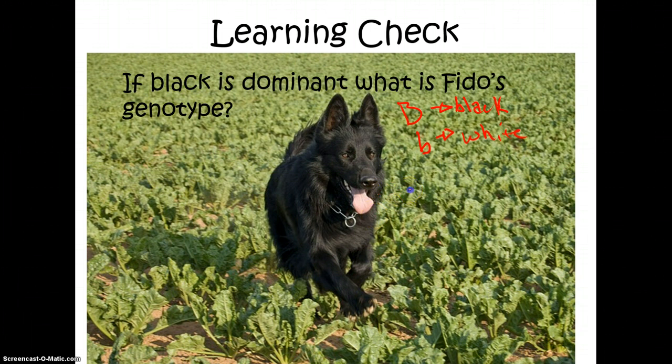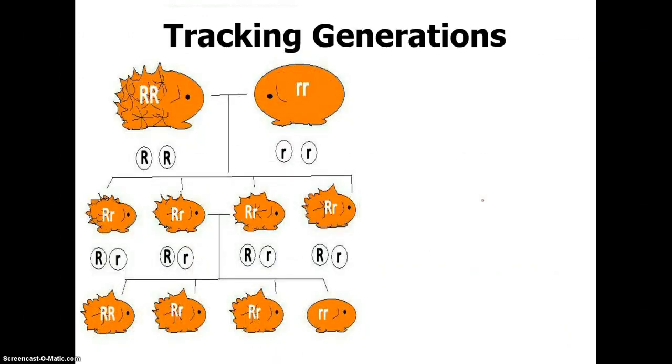Okay? So what is Fido's genotype? Well, he's black, so we know we've got to have a capital B in there. Okay, now there's actually two possibilities, and without looking at offspring or parents, we actually aren't going to be able to figure out which one it is, so I'm going to write down both of them. He could be big B, little b, depending on what mom and dad were, or it could be big B, big B.